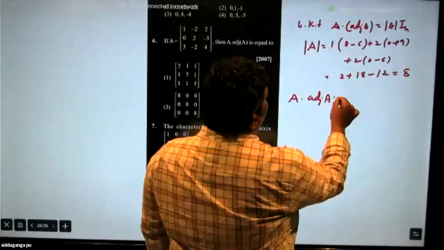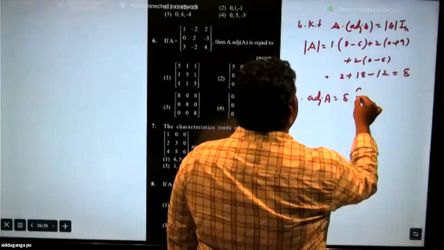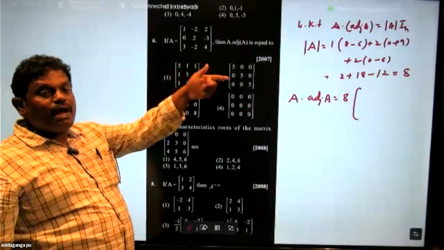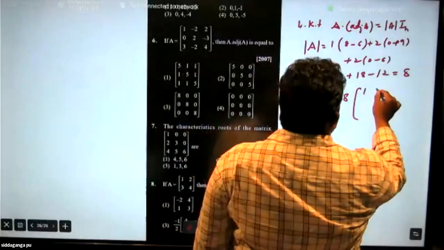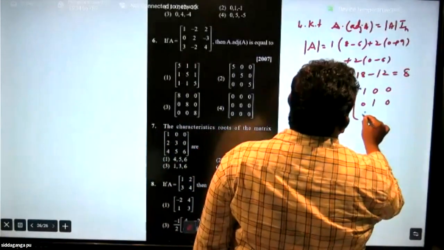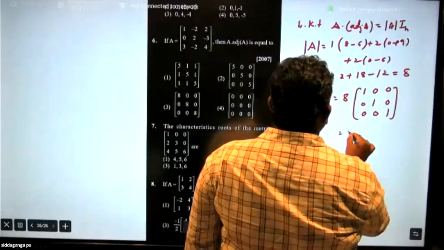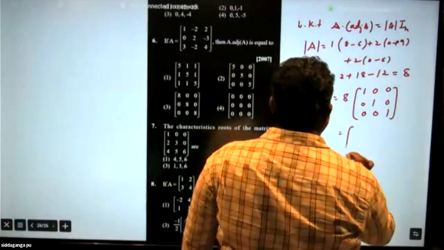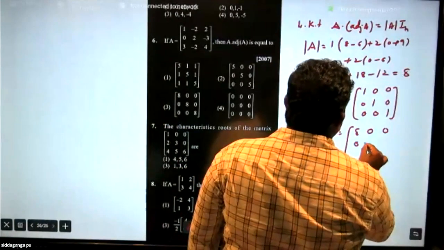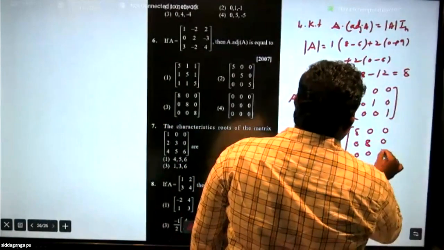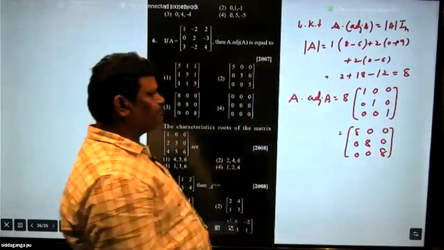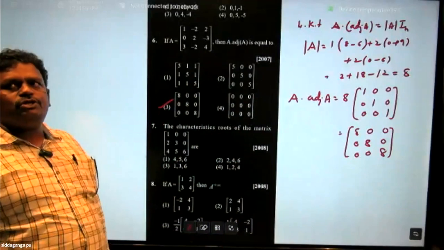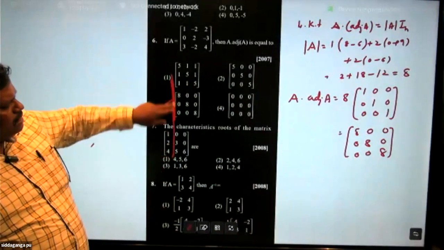Now we can calculate A into adjoint A, which is equal to |A| In, that is 8 In. Identity matrix of order n means the matrix we wrote here: 1 0 0, 0 1 0, 0 0 1. Now this is scalar multiplication, the number is multiplied with each and every element in the given matrix: 8 0 0, 0 8 0, 0 0 8. So this is the answer. This is the third option, 8 into 1 0 0, 0 1 0, 0 0 1. Next.